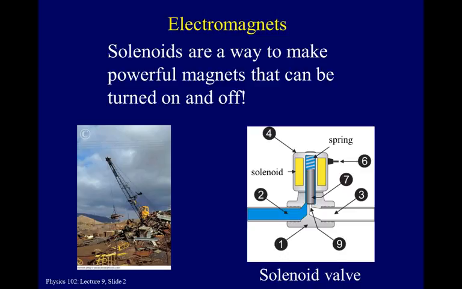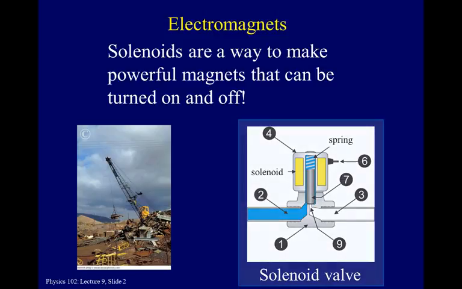The reason a solenoid is so useful is because it's a magnet you can turn on and off. It can be a very powerful magnet, like an electromagnetic crane that you can use to pick up scrap metal. Again, turning it on and off is very useful because you can also use it to move things around, for example, in a solenoid valve, which is used in your car.